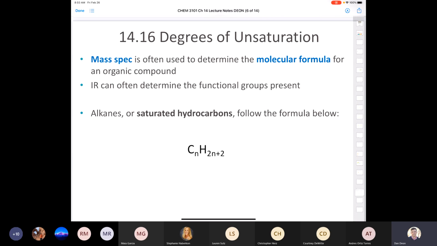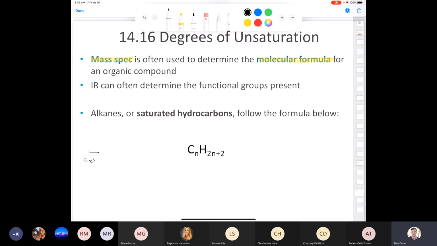Now, what can you do with a molecular formula? You might think, well, I just have a molecular formula. There's not much that I can do with that. But there's actually quite a bit of information that can be gleaned from a molecular formula that we oftentimes determine using mass spec. Something that you might have noticed is that saturated hydrocarbons follow this generic formula here, CnH2n+2.